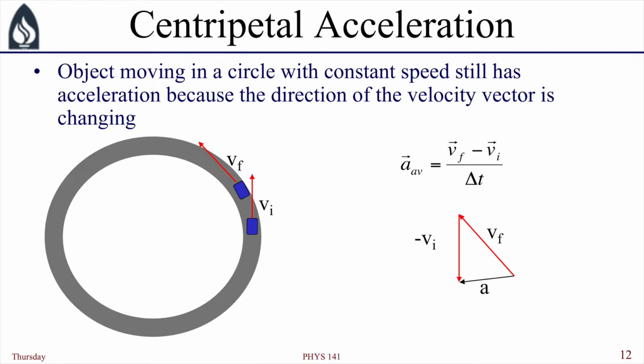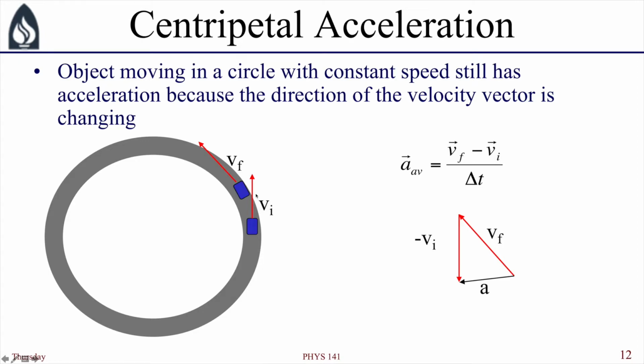But you can see that the direction of the velocity vector is changing, and because of the change in direction, we will have an acceleration. We know that the average acceleration of an object is its final velocity minus its initial velocity over the change in time. So this implies that the direction of the acceleration will be equal to the direction of the difference between the two velocity vectors.